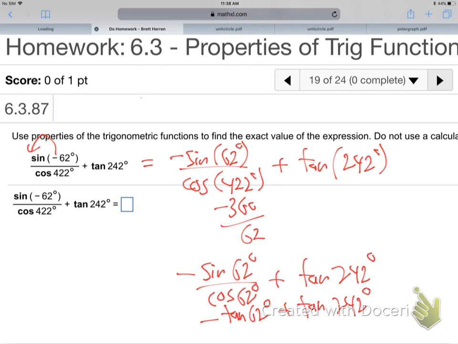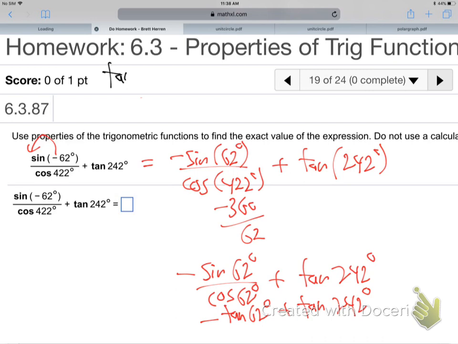Now, at this point, it's a little tricky. Can we just cancel those and say it's 0? Oh yeah, because it's 360 ahead, right? Well, it's not 360 ahead, because that'd be more than 360. It's 180 ahead. Tangent's period is 180. Do you remember that? So that's the other fact you need to remember. Let me write that down.